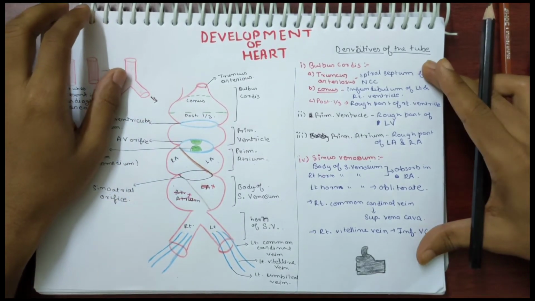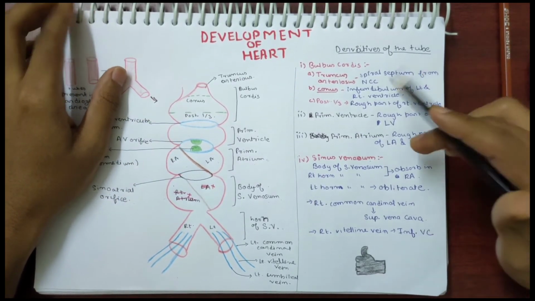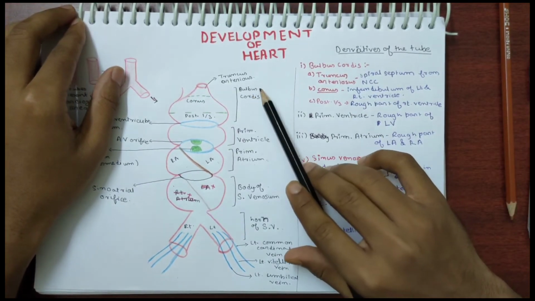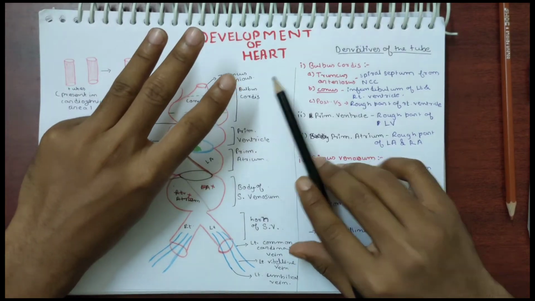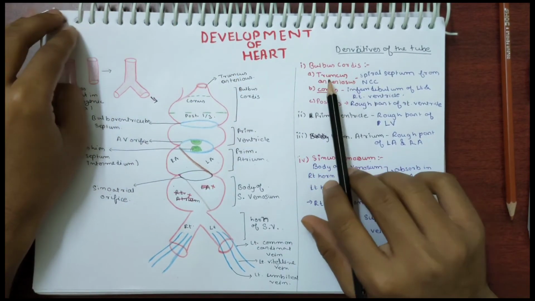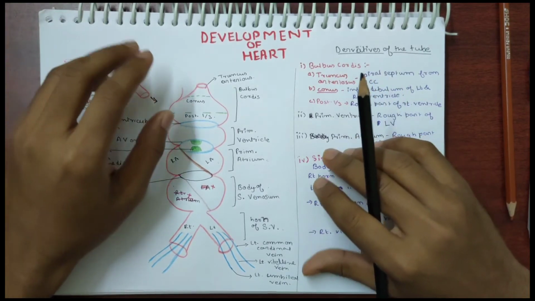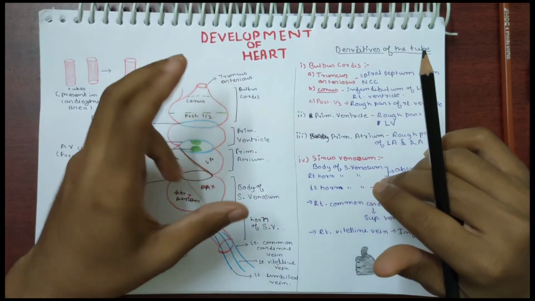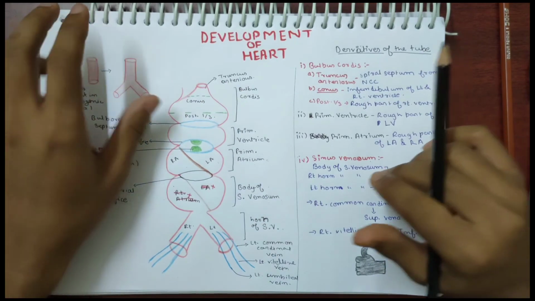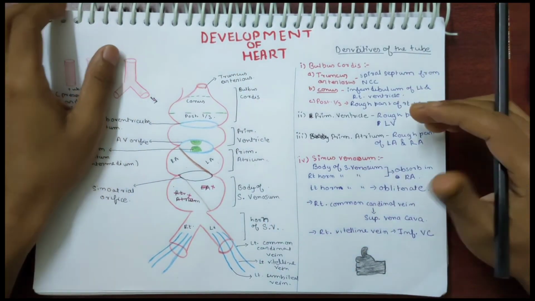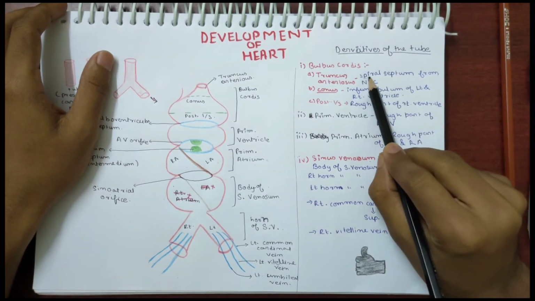Now, the derivatives of the heart tube are as such. First part is obviously the bulbus cordis, and like we said, the bulbus cordis has three parts in itself. First part is the truncus arteriosus. Now the truncus arteriosus will develop into the future aorta and pulmonary trunk. So how will it be divided into the pulmonary trunk and the aorta? It is divided by the development of the spiral septum.